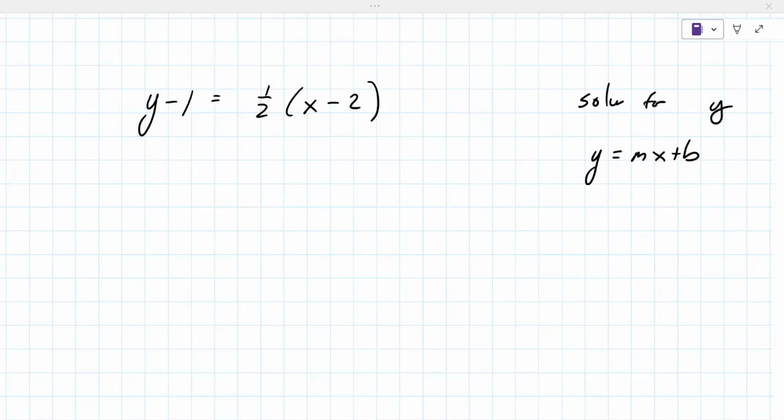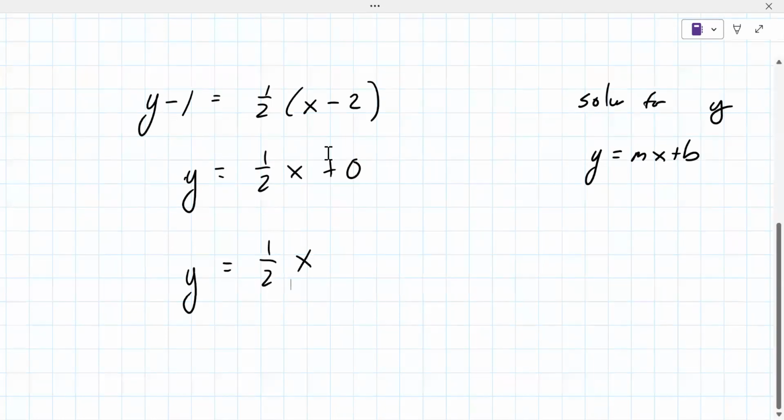Y equals 1/2 x plus 0. You're muted. Yep. Right. Sorry. So this is really good. Like you said, it's perfect, but you actually would not write the 0. You just leave it as 1/2 x.